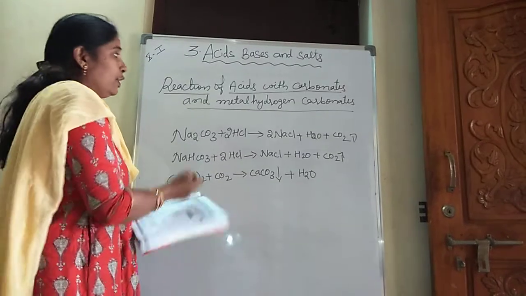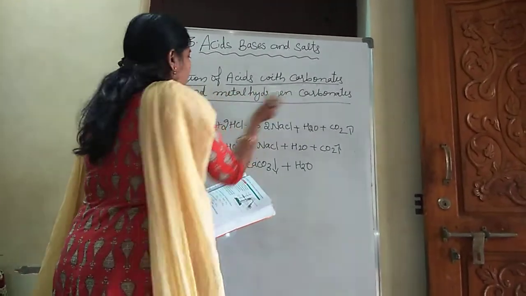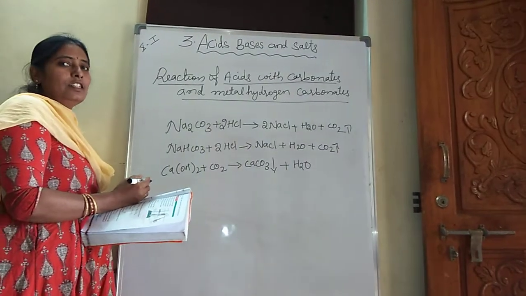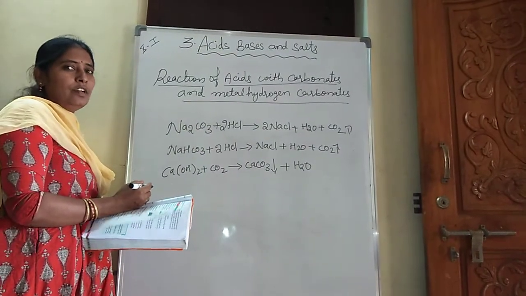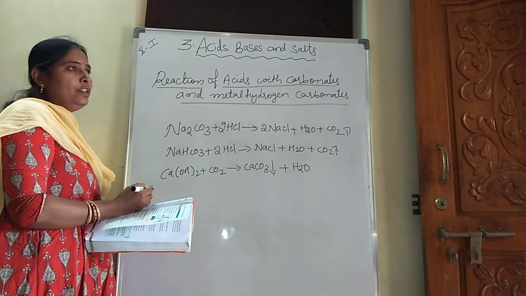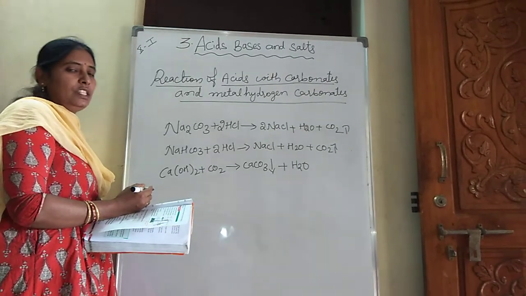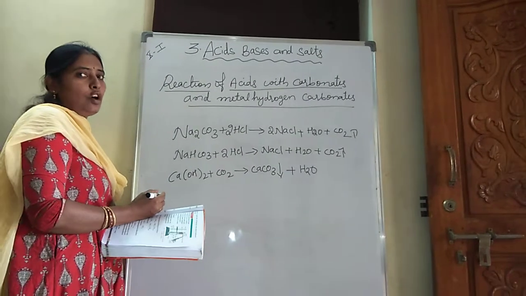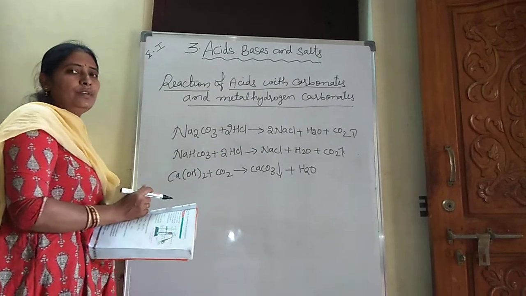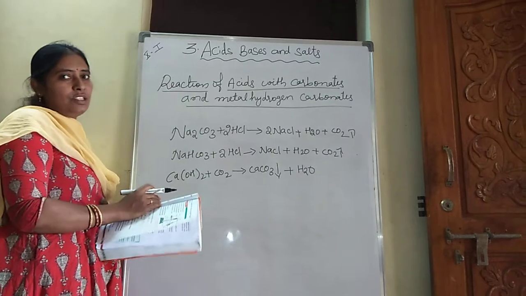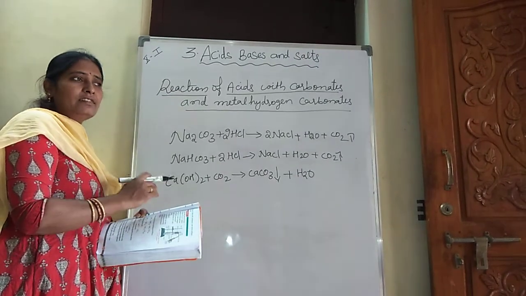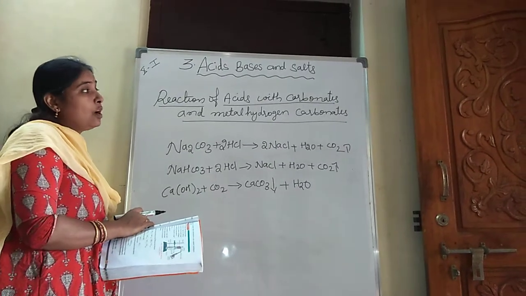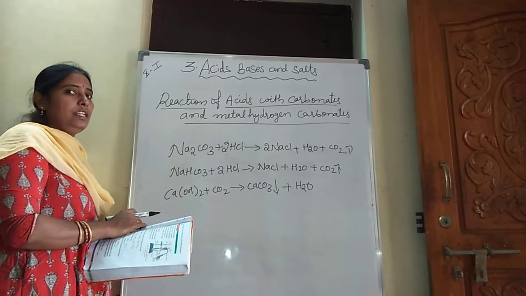Now we are going to discuss the reaction of acids with carbonates and metal hydrogen carbonates. What is the symbol of carbonate? CO3 is the symbol of carbonate. In the last activity we discussed how acids react with metals and how bases react with metals. In this one we are going to discuss how acid reacts with carbonates and metal hydrogen carbonates.